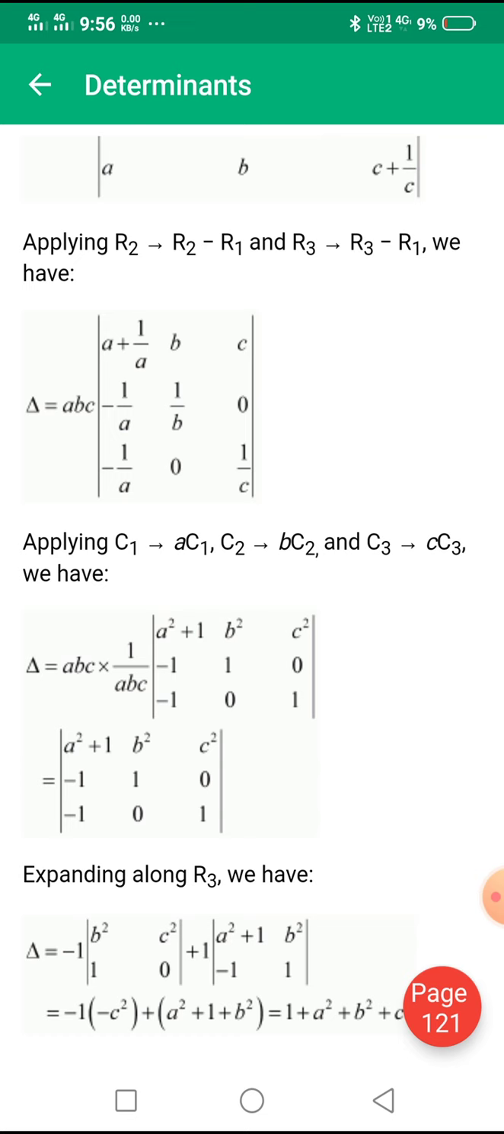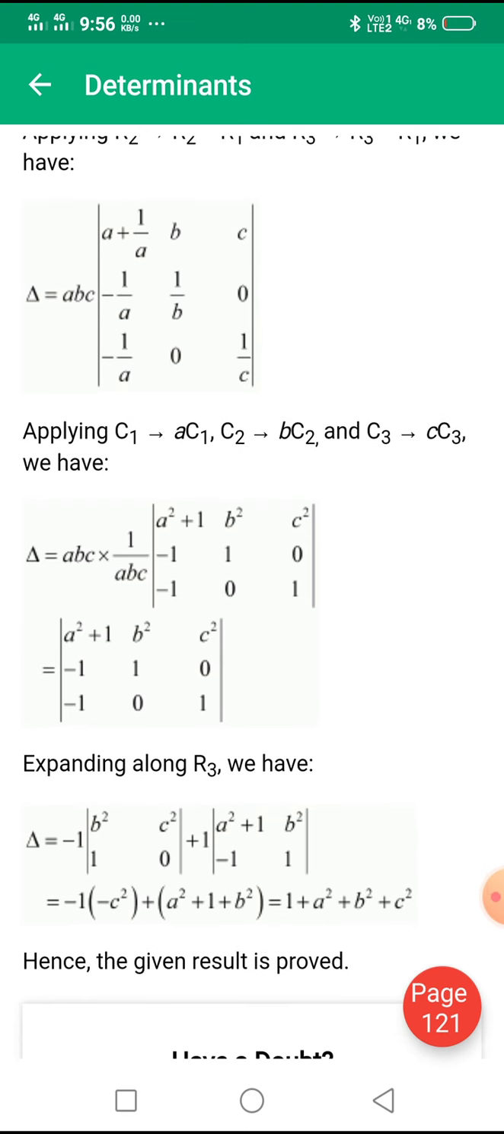And inside the determinant we will have a square plus 1, b square, c square; minus 1, 1, 0; minus 1, 0, 1, right? Now you can expand using any row or any column, you know that rule, but here we are expanding using row 3. As you can see, the result is 1 plus a square plus b square plus c square, which is our right hand side, hence proved.